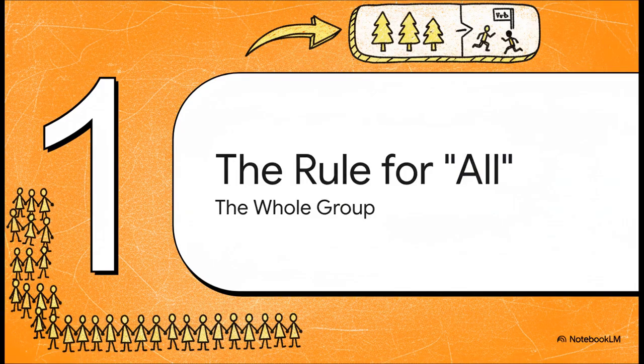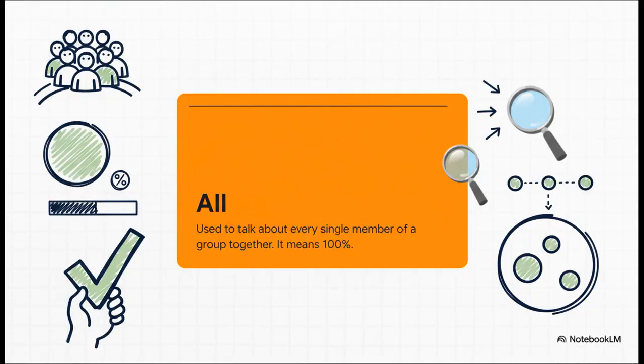First up, let's talk about the word all. The secret to mastering this one is to always think about the entire group as one big unit. Think whole. So when you use all, you're really talking about the total package. You're not looking at some of the things, or most of them. You're talking about 100% of them, all bundled together.